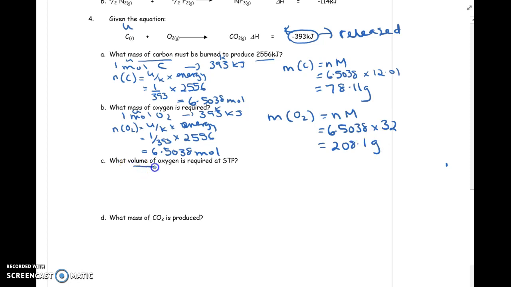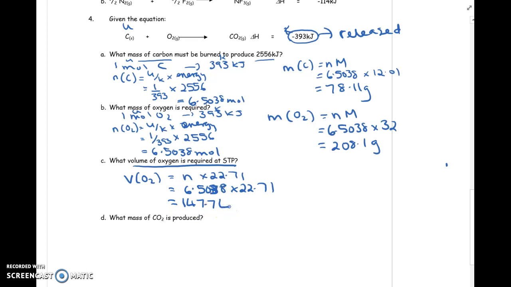It says, now what volume of oxygen at STP? Well, we've already got our moles, so we know the volume of oxygen will equal number of moles times 22.71. In this case the number of moles was 6.5038 times 22.71, and that comes out to 147.7 litres to 4 significant figures.